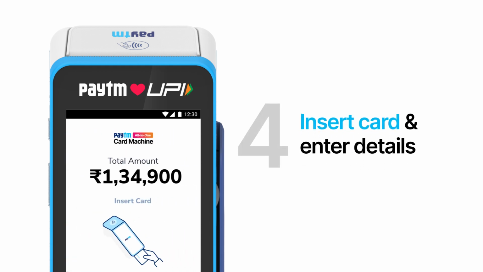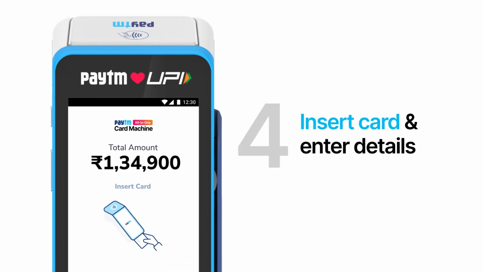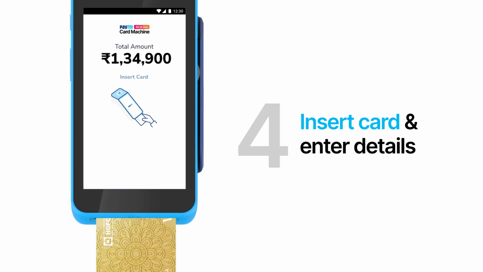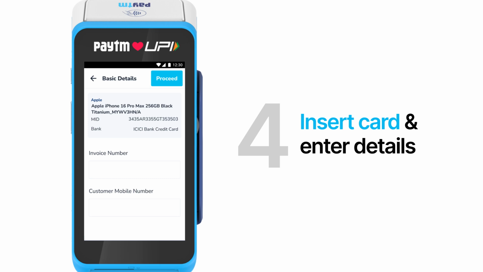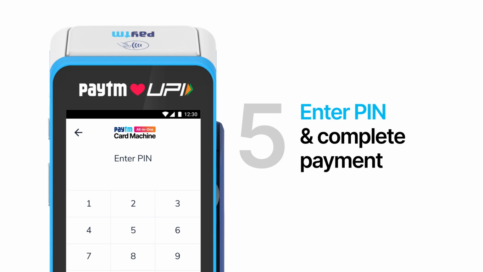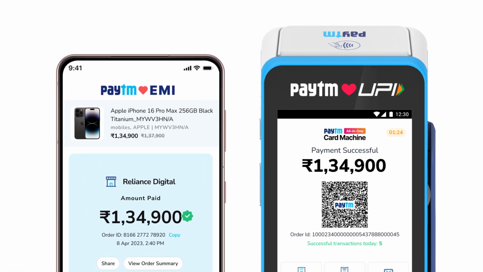You will see an auto-generated amount on your Paytm Card Machine's screen. Now, insert the card and review the payment summary. After this, enter the invoice and mobile number and tap Proceed to pay. Then ask your customer to enter the PIN and complete the payment. You will see a confirmation on both Paytm Card Machine and on your Paytm EMI app.